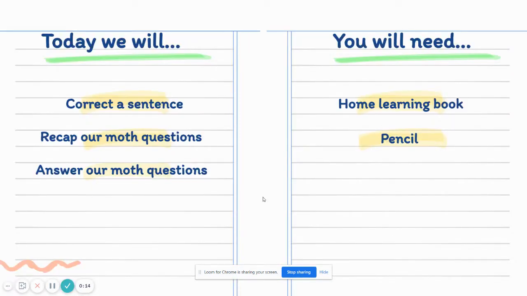Today, we will correct a sentence and then recap our moth questions we came up with yesterday. Then at the end of the lesson, we will try to answer our moth questions in lots of different ways. So you just need your home learning book and a pencil.